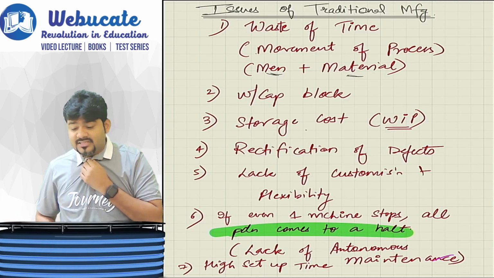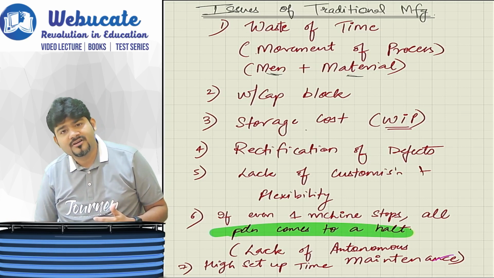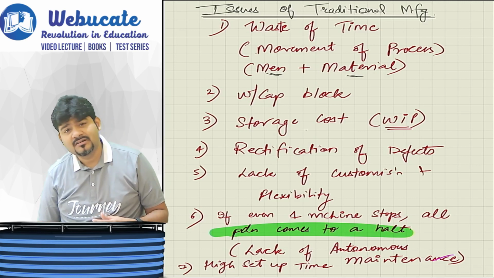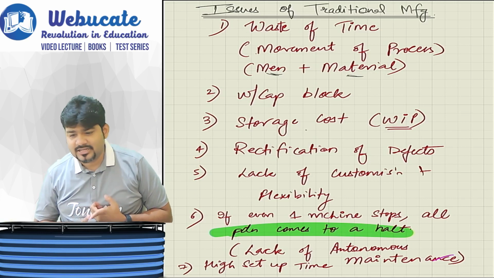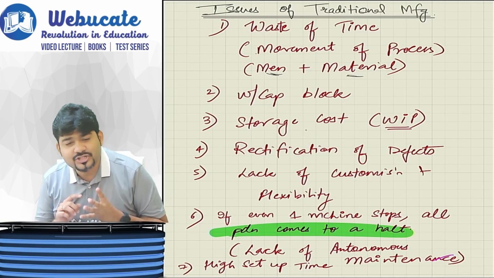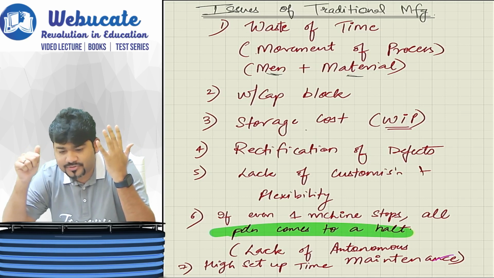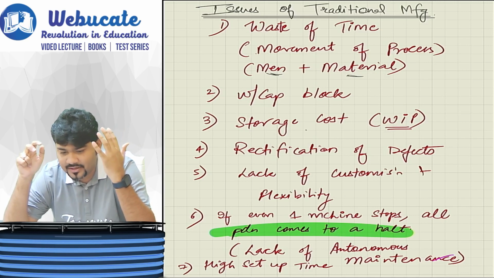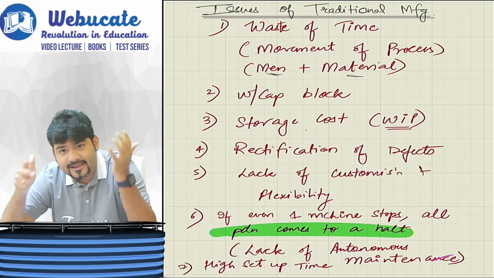Now the CEO realizes the plight of that production manager and feels, oh my god, so many issues are there. And the production manager says, yes, sir, yes, sir, yes, sir. And as we saw: waste of time, movement of process, man, material, working capital getting blocked, storage cost, WIP, rectification of defects, lack of customization and flexibility. Even if one machine stops, all production comes to a halt. Lack of autonomous maintenance, high setup time, everything is a big issue.